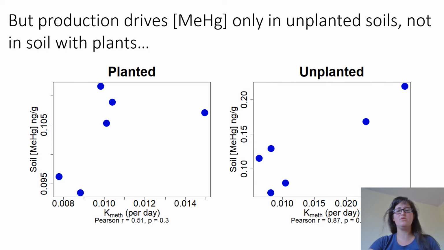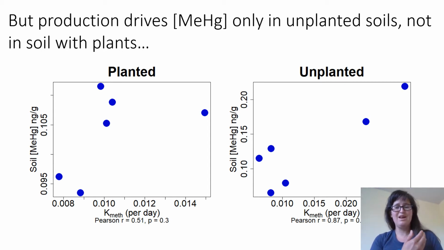And something is being altered in terms of the ability of the soil to sequester methylmercury. So we moved on to examine this data on a correlative level. What we found was a little bit surprising. There was only a significant relationship between mercury methylation potential rate and soil methylmercury concentrations in the boxes that didn't have any plants in them. There was no correlation in the boxes where there were plants.